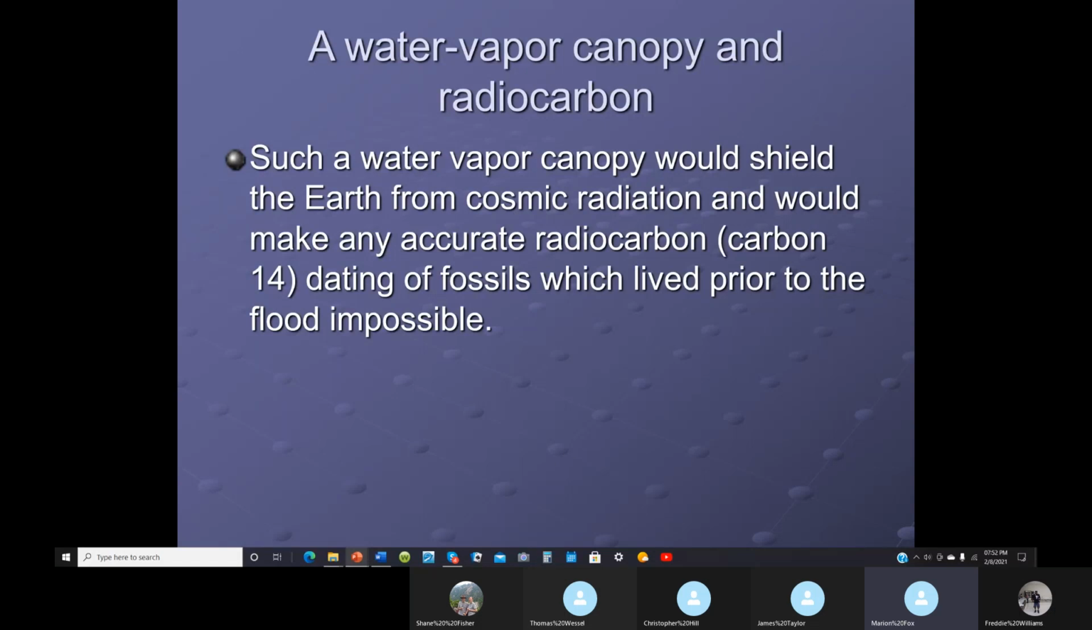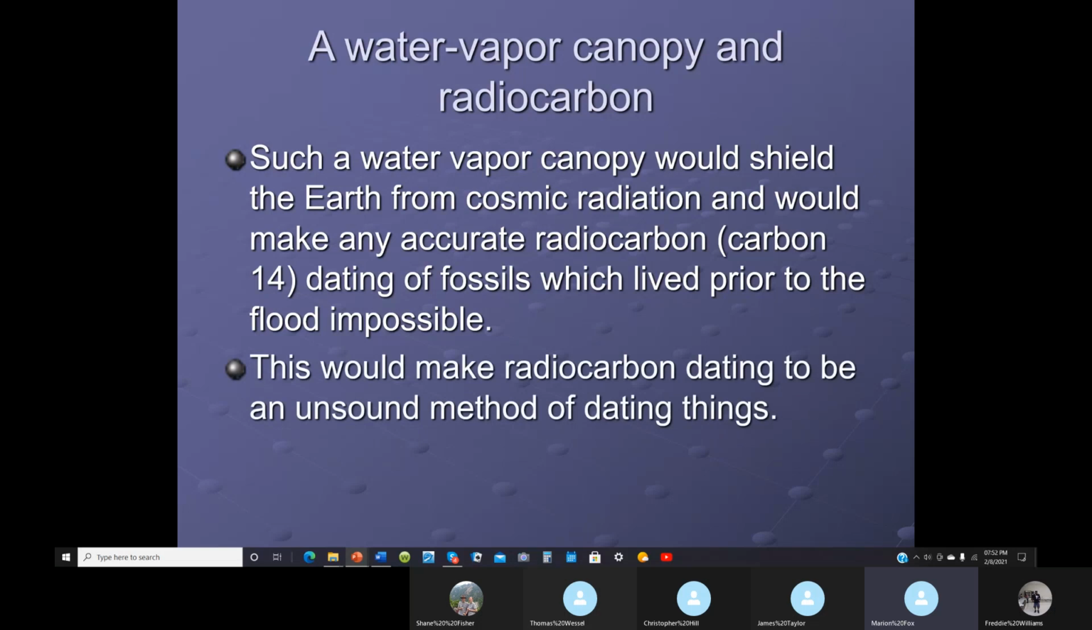If there was no radiocarbon, the dinosaur bones wouldn't have any in them. And so the fact that they don't have very much in them is in itself very telling. Of course, they use that to assume that they're very, very old. But if they didn't have it to start with, then they wouldn't have any in their fossilized state either, unless it got there by leaching or some other way. And that would make radiocarbon dating unsound for the dating of things. And it would be unsound for anything prior to the flood.